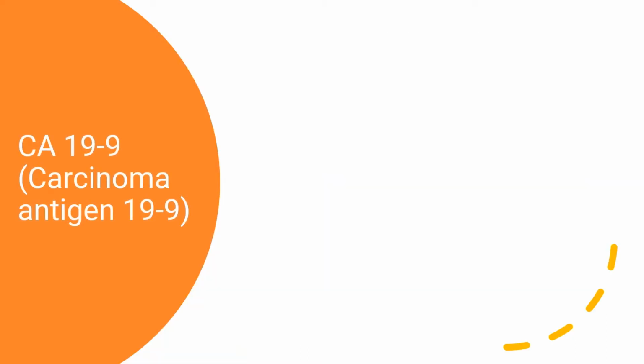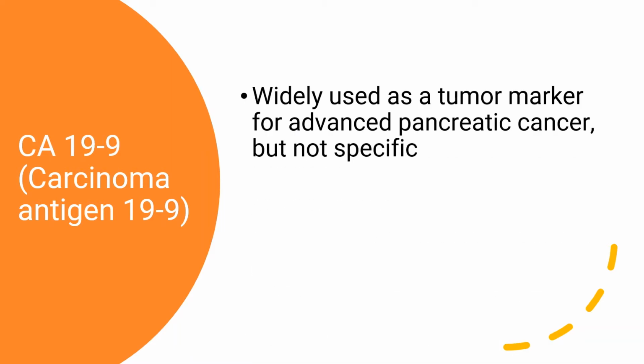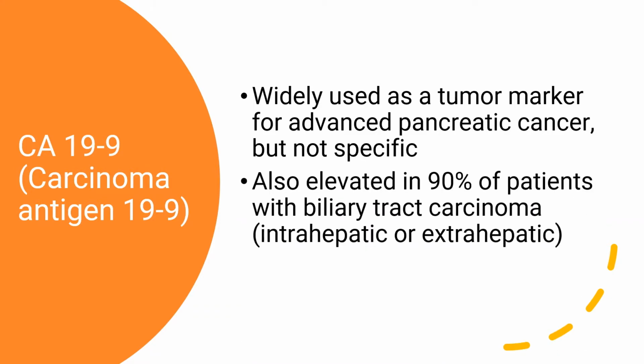So we'll talk about some common tumor markers. CA19-9, carcinoma antigen 19-9, is commonly used as a tumor marker in advanced pancreatic cancer. It is also elevated in 90% of patients with biliary tract carcinoma, maybe intrahepatic or extrahepatic.